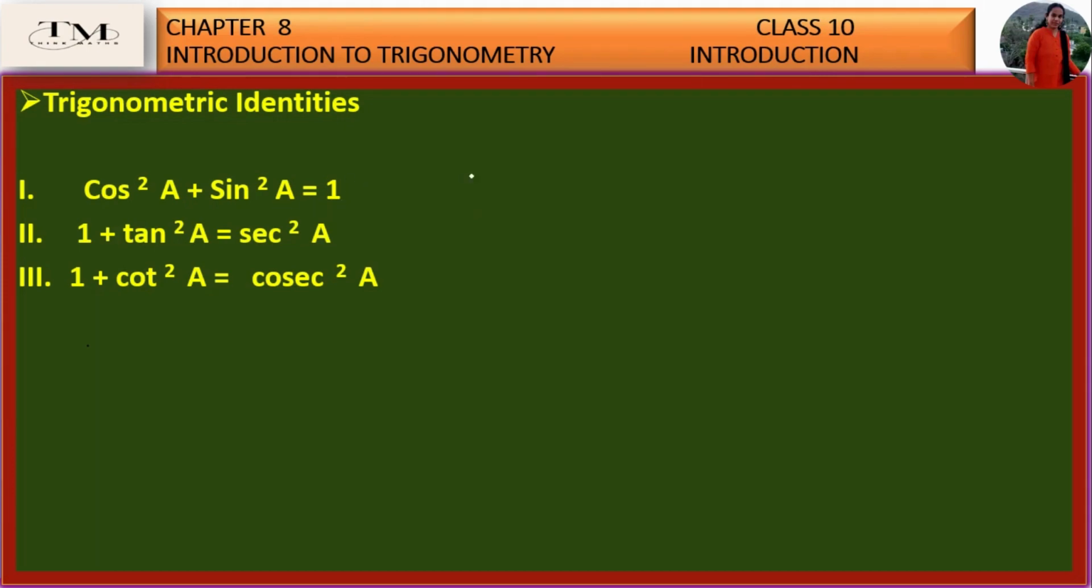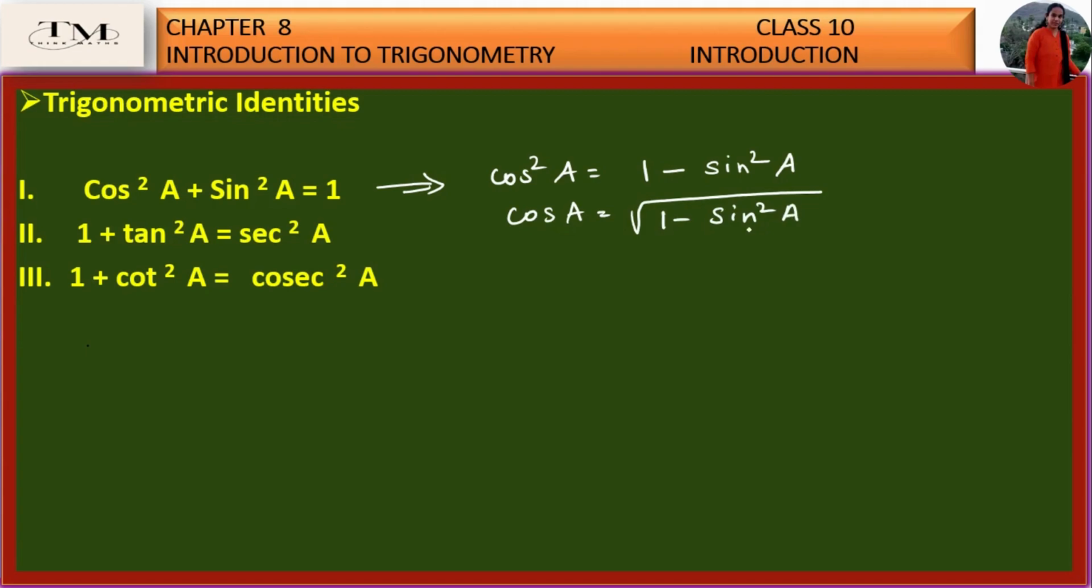So how is it helpful? So if you want to convert some cos value to sine, we know that cos square A plus sin square A equal to 1. So to convert cos value to sine value, from this we can write cos square A equal to 1 minus sine square A. So cos A, how will you get cos A? If you take square root on both sides, this power 2 gets cancelled. So cos A will be equal to root of 1 minus sine square A. So cos will be converted to sine form.